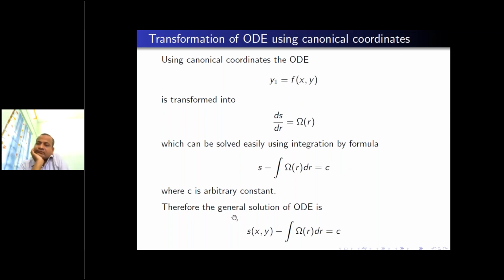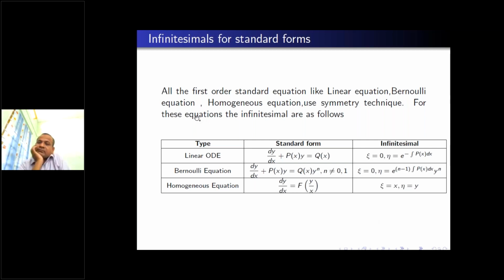Therefore, the general solution of the ODE is S(x,y) minus the integral of omega(r) dr is equal to C. Now, surprisingly, all the standard forms use the symmetry method. We'll see that all the first order standard equations like linear equation, Bernoulli equation, homogeneous equation use the symmetry technique.